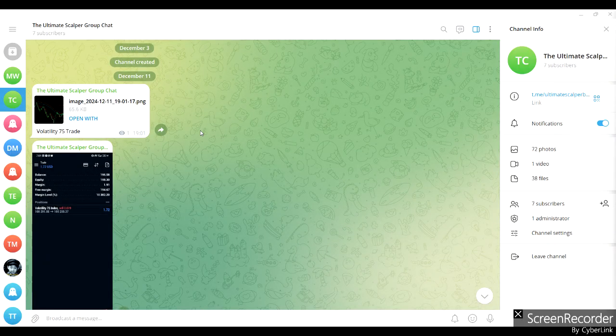This is a quick recap on my week. It's a review of what trades I took. I'm using Telegram as my journal. Every trade that I take, I post a picture before as well as after.